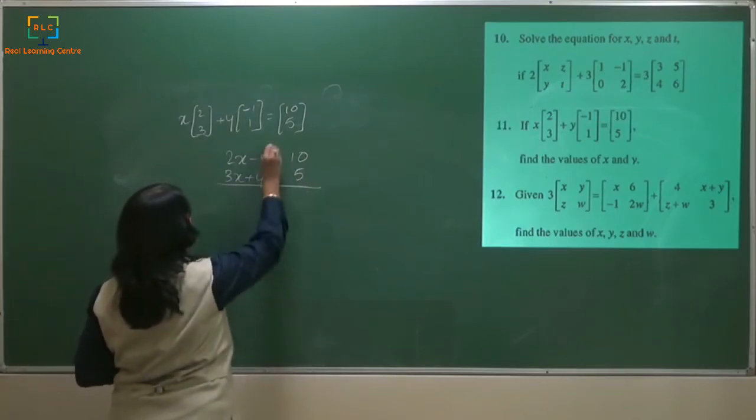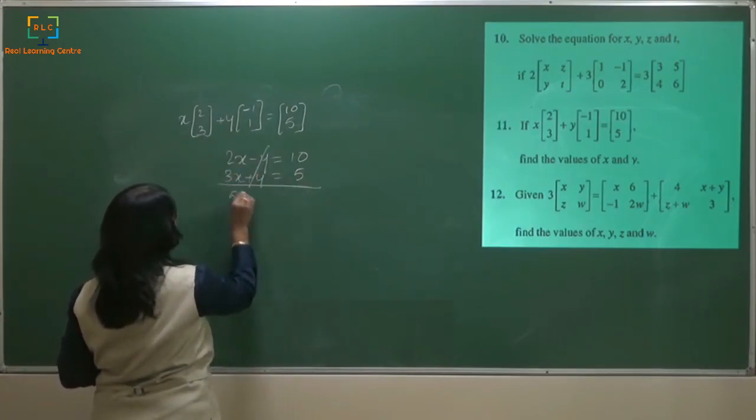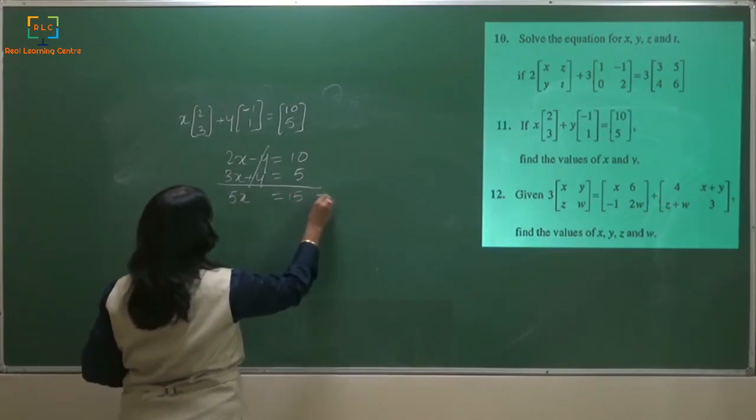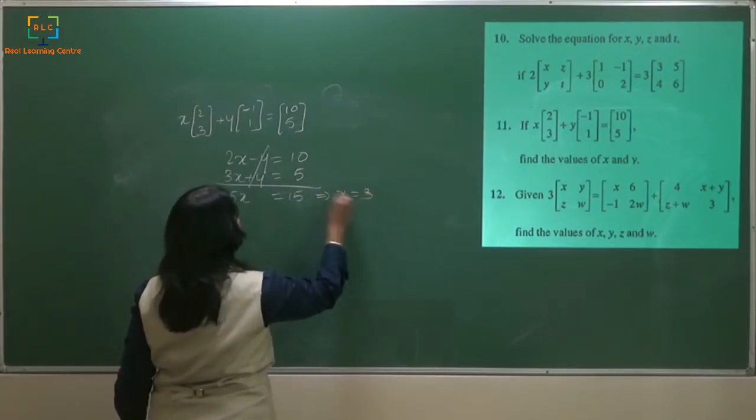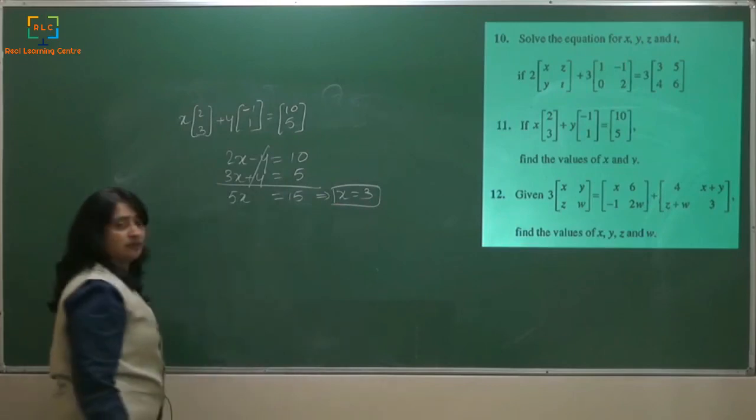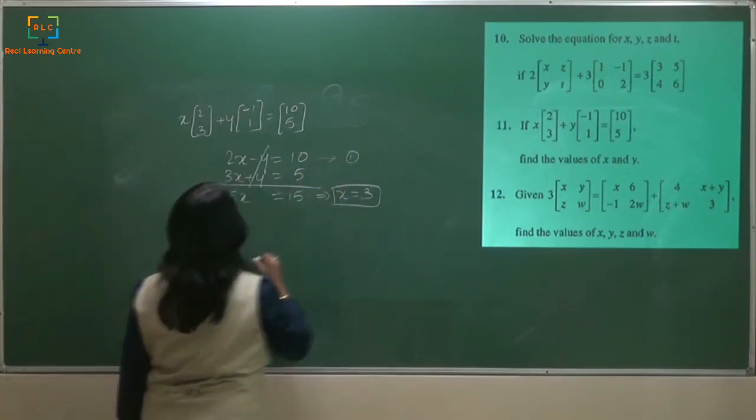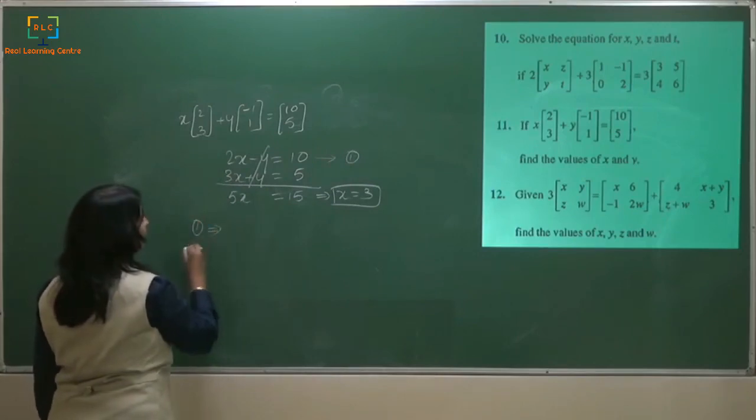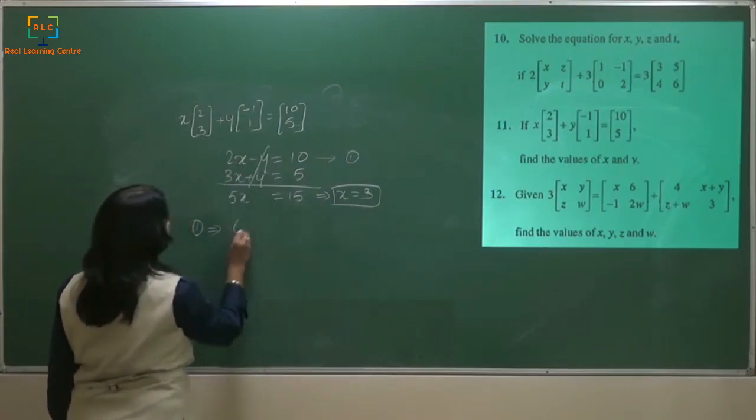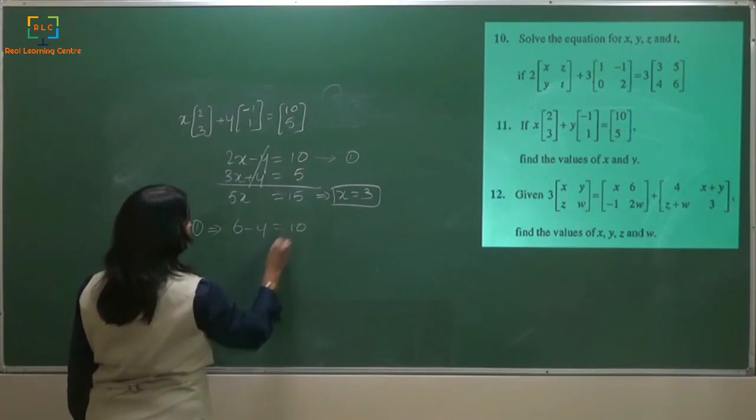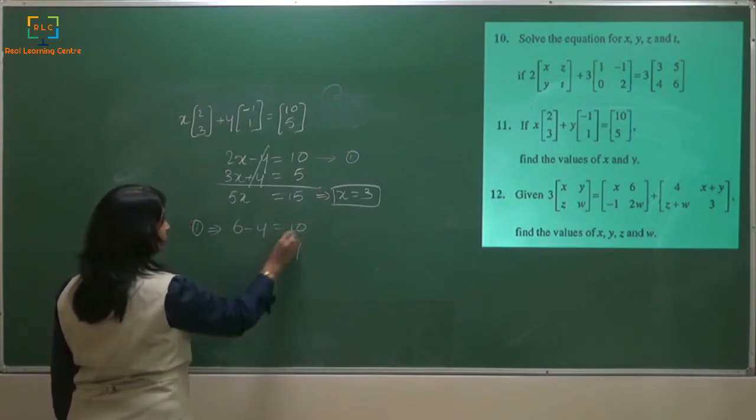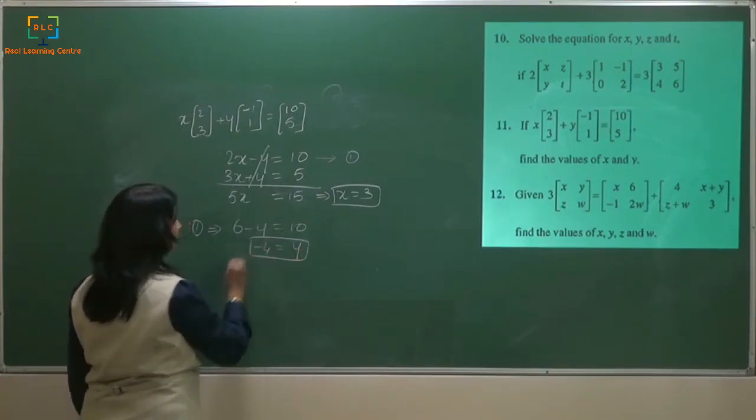We see minus y plus y gets cancelled. 2 plus 3 is 5x is equal to 15, and this gives you x is equal to 3. Simple. We got x is equal to 3. Plug in x is equal to 3 in equation number 1, I shall call it equation number 1 here. Equation number 1 implies 2 threes are 6 minus y is equal to 10. So y is equal to 6 minus 10, which is minus 4.